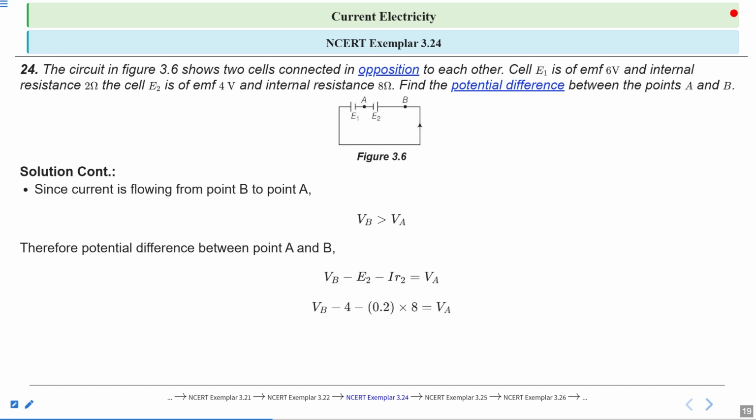So VB, what is E2? EMF of second cell is 4 volt. And what is I? Current is flowing 0.2 ampere. And what is internal resistance of second cell? 8 ohm. After putting the values, VB minus 4 minus 0.2 into 8 equal to VA. So VB minus VA will become 5.6 volt. So potential difference between A and B will be 5.6 volt. Got it?